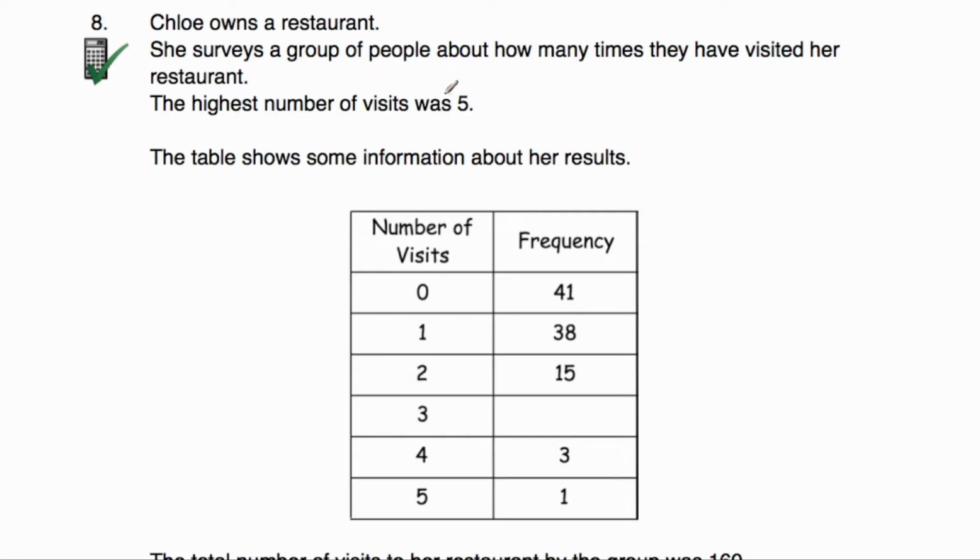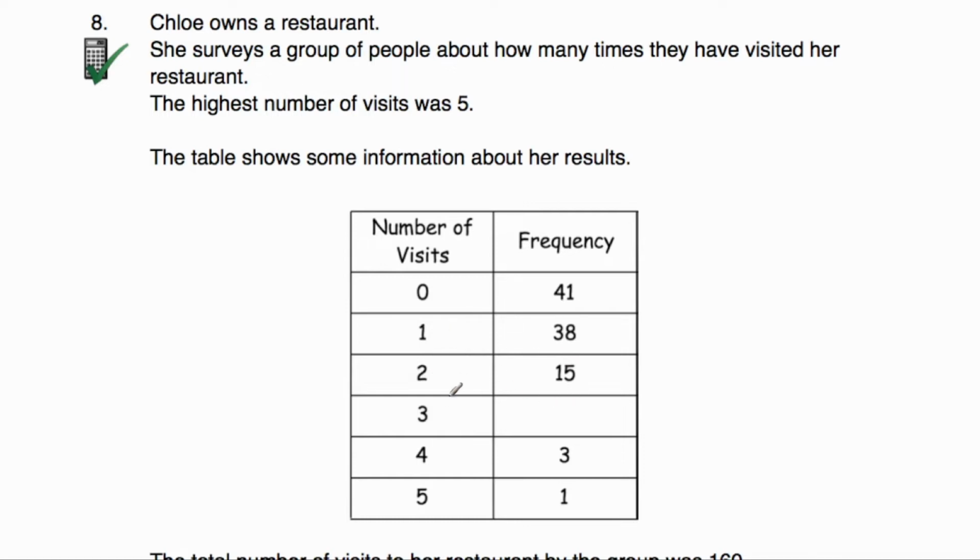So whenever she asked all these people how many times they visited the restaurant, the highest number of visits somebody said was 5 visits. And the table shows the information about her results. 41 people hadn't been to the restaurant, but we're awkward there. 38 people have been once. 15 people have been twice.